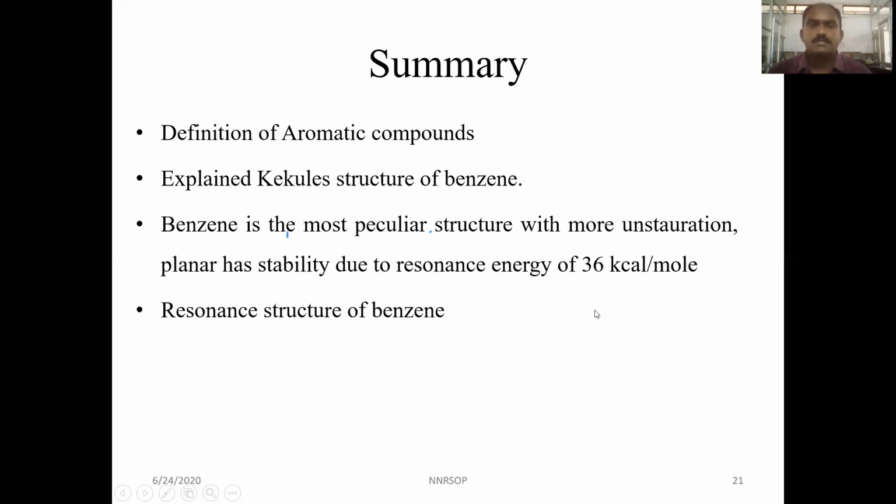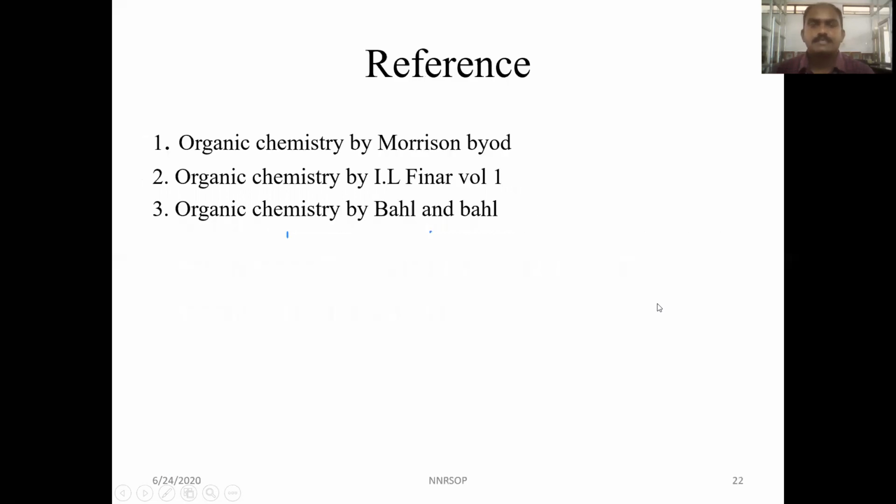So with this, we conclude the class, and these are the references. You can refer to Organic Chemistry by Morrison and Boyd, Organic Chemistry by I.L. Finar, and Organic Chemistry by Bahl and Bahl. With this, I conclude the class. Thank you.